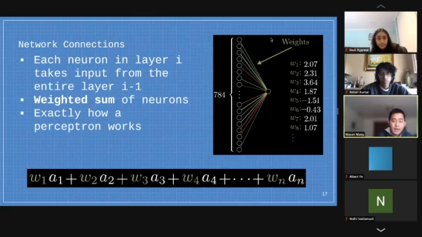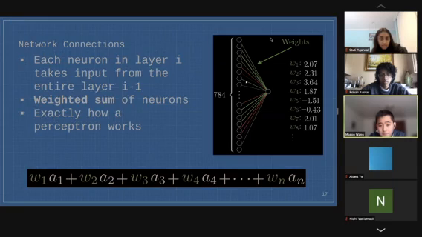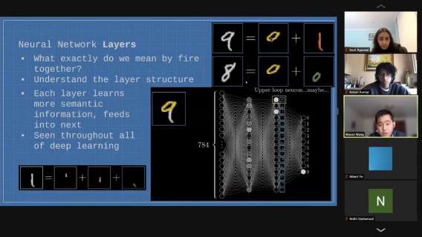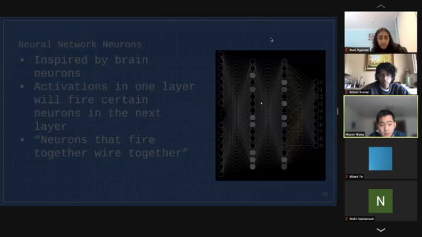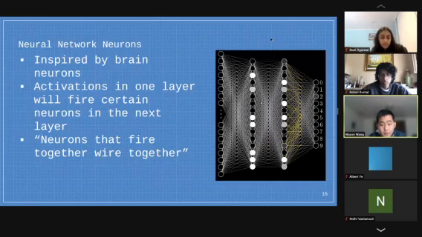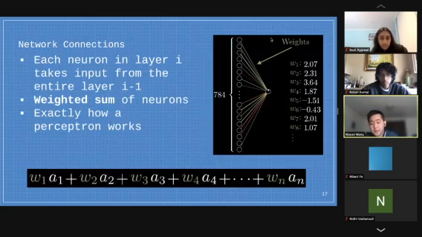Okay. Now we're talking about the connections. In a neural network, how are the neurons connected? Well, this goes back to the perceptron we talked about. A perceptron is just a single neuron. This is the exact same thing, except we're stacking neurons.